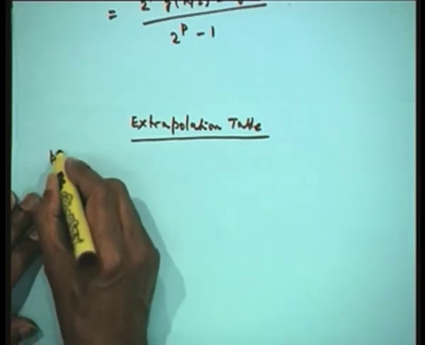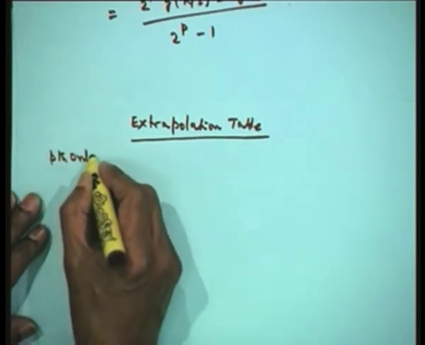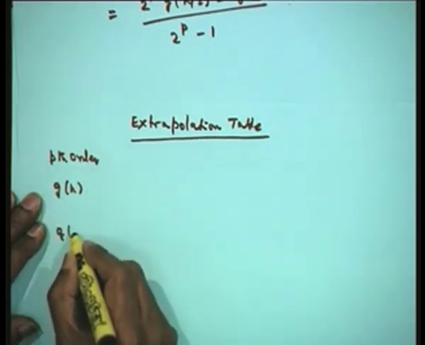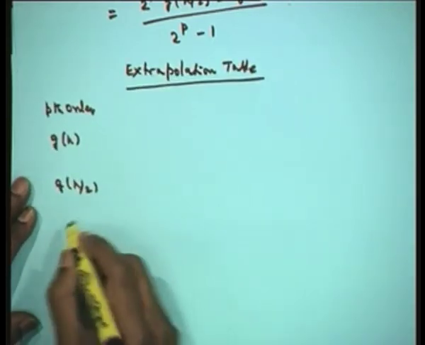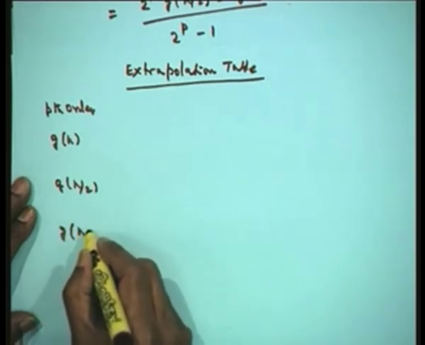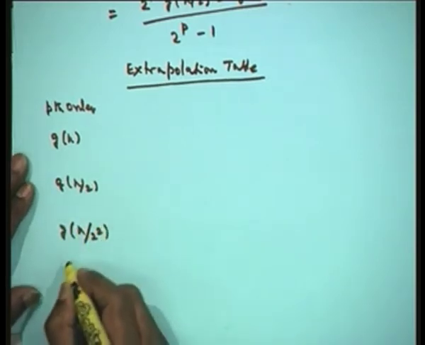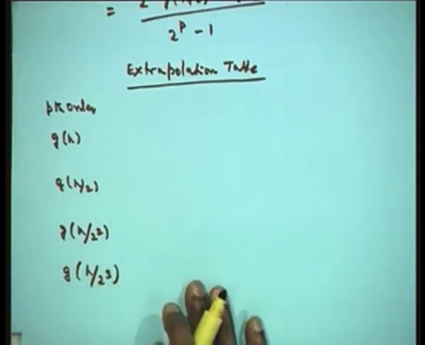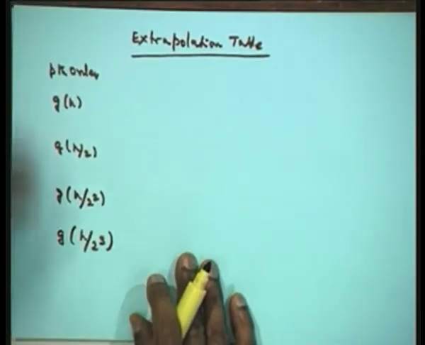So, let us start with a pth order formula that we started with, and we have computed g of h, g of h by 2, let us say g of h upon 2 squared, and let us say g of h upon 2 cubed. Let us suppose that we have done these 4 computations.